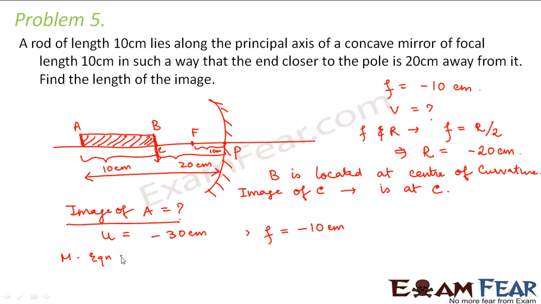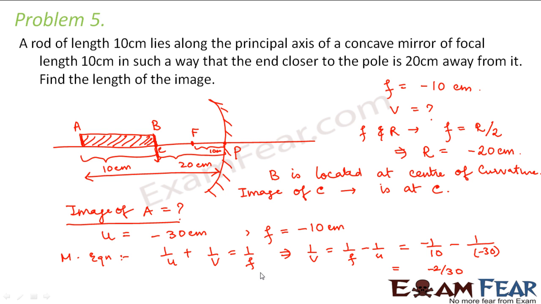Therefore, using the mirror equation, we can say 1 by U plus 1 by V is equal to 1 by F. So we can say 1 by V is equal to 1 by F minus 1 by U. That is minus 1 by 10 minus 1 by minus 30. So this comes out to be minus 2 by 30, or V is equal to minus 15 centimeters. So that means the image of A will be located at 15 centimeters from the pole along this direction. So 15 centimeters would mean somewhere here. Right? So somewhere here would be the image for A.